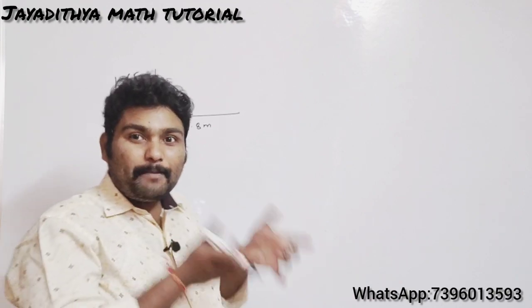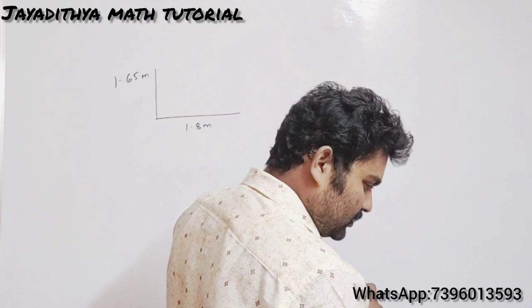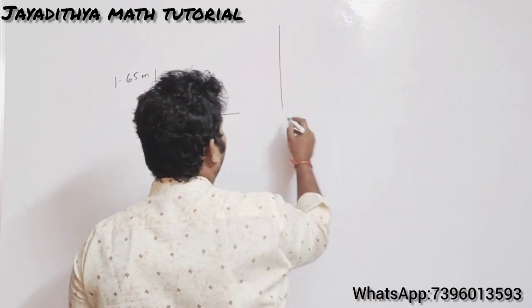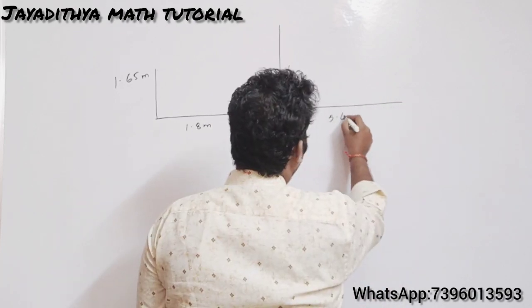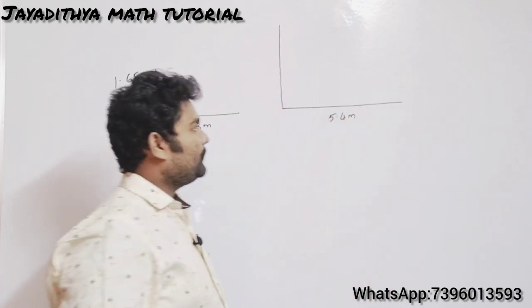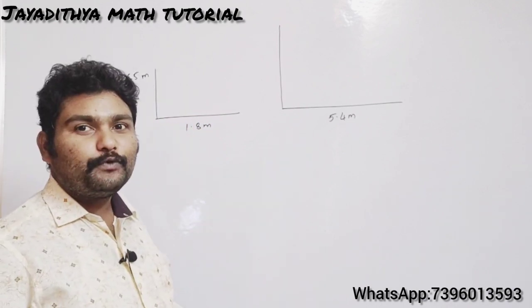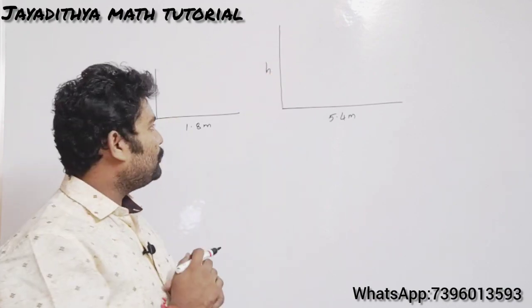And at the same instance, that means at the same time, a lamp post casts a shadow. We don't know the height of the lamp post here. There is a lamp post, and it is casting a shadow of length 5.4 meters. You need to find the height of the lamp post here.